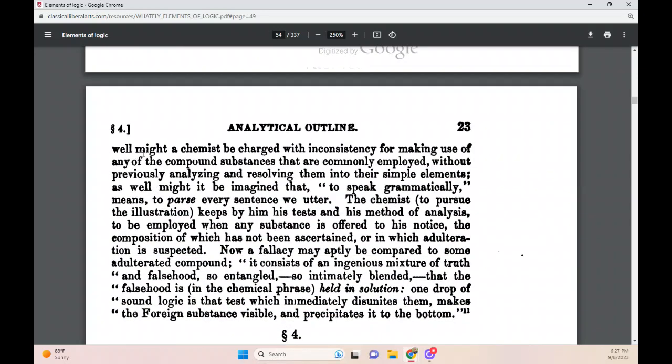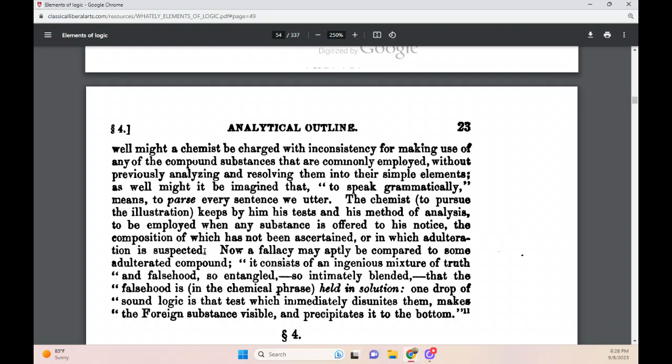Just as well, he says, might a chemist be charged with inconsistency for making use of any of the compound substances that are commonly employed without previously analyzing and resolving them into their simple elements. As well might it be imagined that to speak grammatically means to parse every single sentence we utter. The chemist keeps by him his tests and his method of analysis to be employed when any substance is offered to his notice, the composition of which has not been ascertained or in which adulteration is suspected.